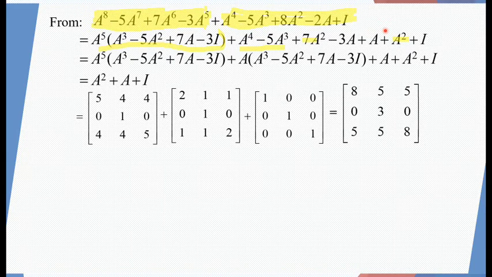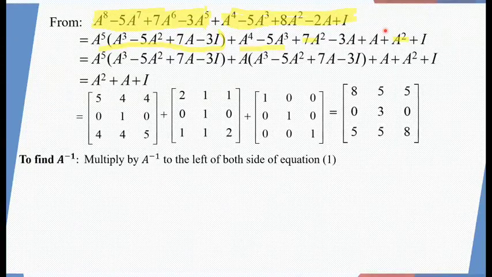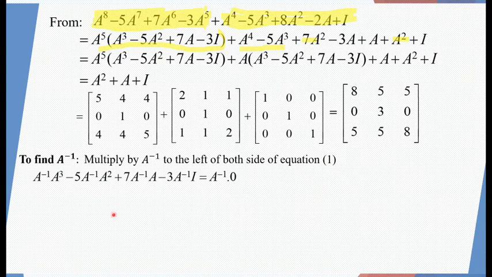Now we have to find the A inverse. So how to find A inverse? Multiply by A inverse to the left of both sides of equation number 1. So A inverse into A cube minus 5 A inverse into A square plus 7 A inverse into A minus 3 A inverse into I equals A inverse into 0. This similar phenomenon you already discussed in your schooling when you find the A inverse with the help of an equation. So A inverse into A cube is A square. A inverse into A square is A. A inverse into A is always the identity matrix, and when we multiply a matrix by the identity matrix, the resultant matrix will be the original matrix.